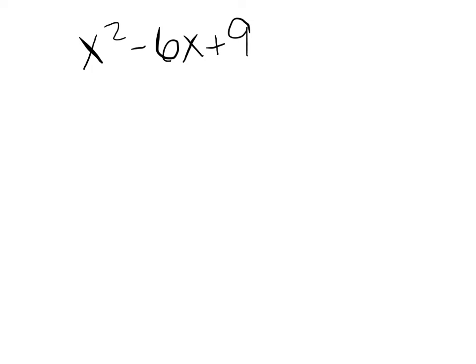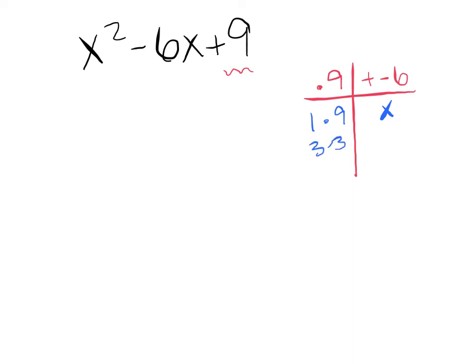Okay, last example we're going to look at is x squared minus 6x plus 9. We're going to look for numbers that multiply to be 9 and that add together, combine together to be negative 6. So numbers that multiply to be 9 are 1 and 9. But they have to add to be negative 6, so not going to work. Numbers that multiply to be 9, 3 and 3. They add to positive 6, though. But what if we make them both negative? Yay, it works.